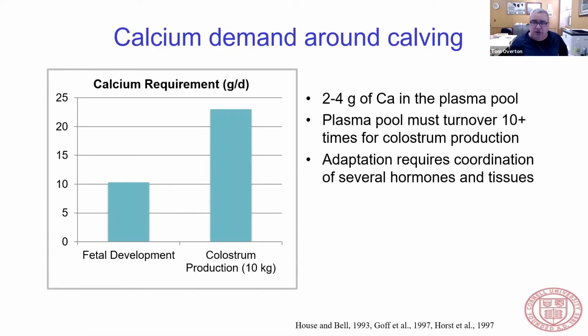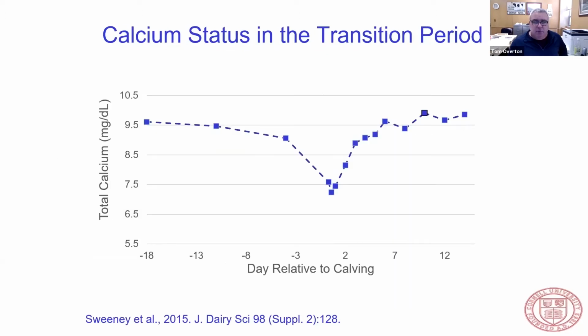And so she relies on her body to maintain the calcium, or to provide the calcium for her, in order to meet that adaptation at the time of calving. Okay. If we look at blood calcium concentrations in cows, these are from data from a study that we did on looking at DCAD and calcium.